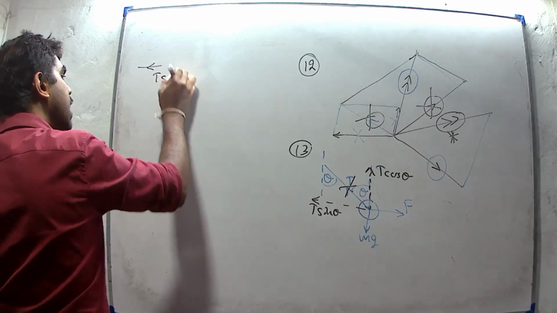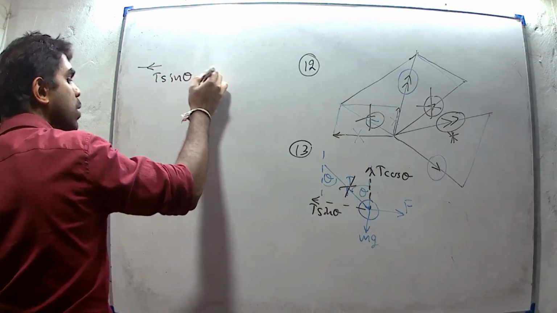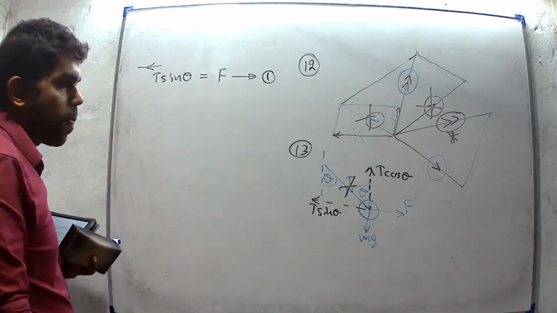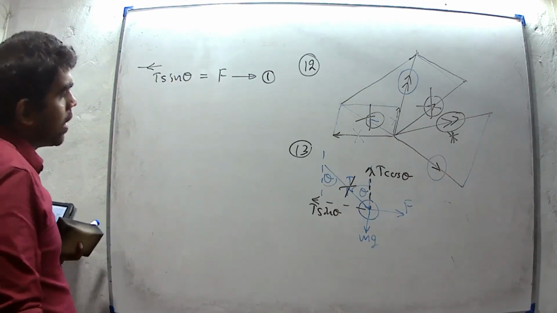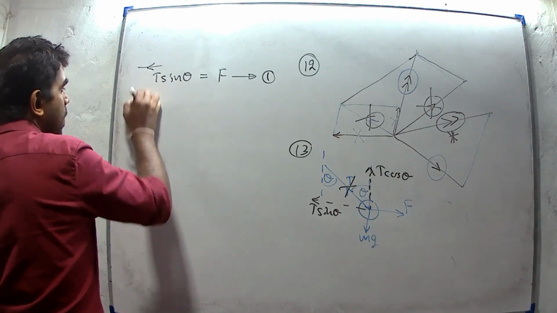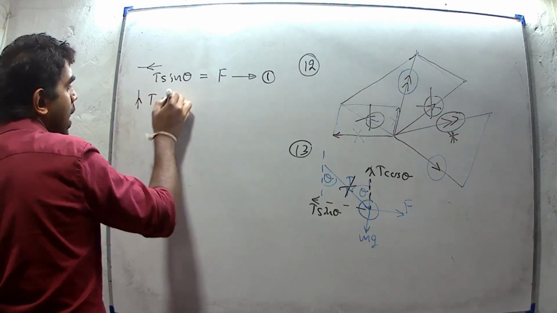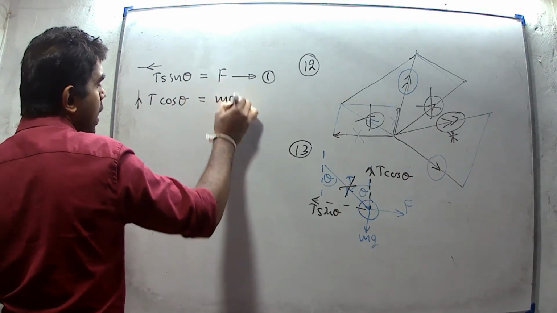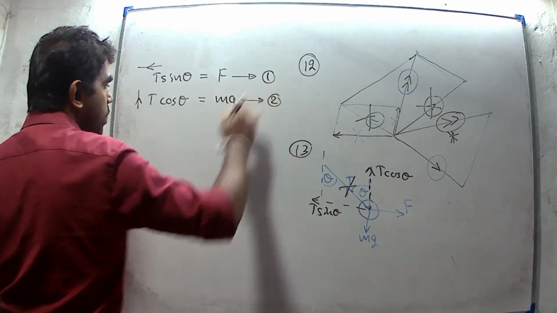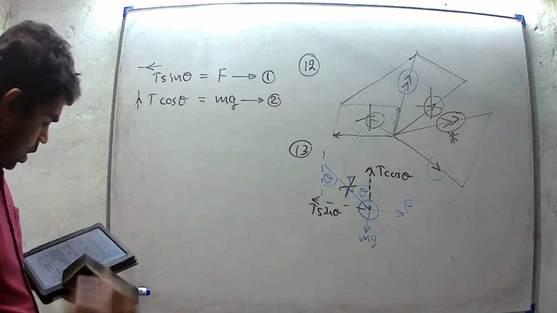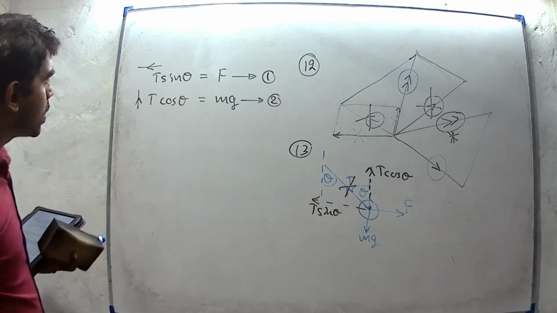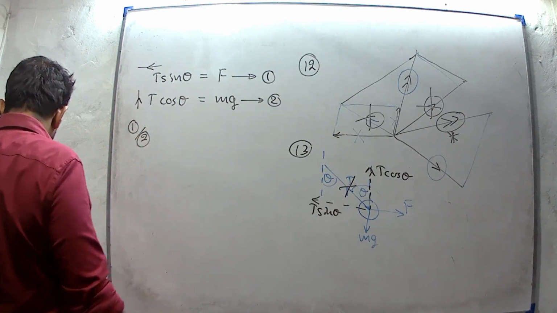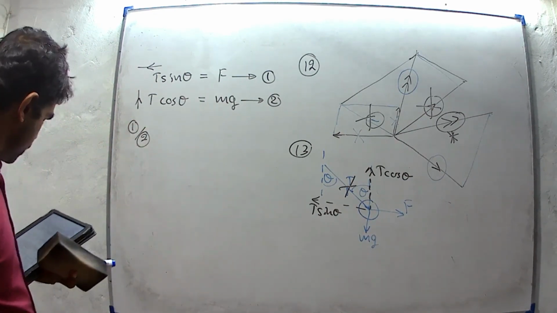T sin theta in the left hand direction should be equal to F in the right hand direction, first equation. Then I will consider the vertical equilibrium. T cos theta in upward direction should be equal to weight in downward direction, second equation. Now we can divide both the equations, 1 divided by 2. We have to get the F value.